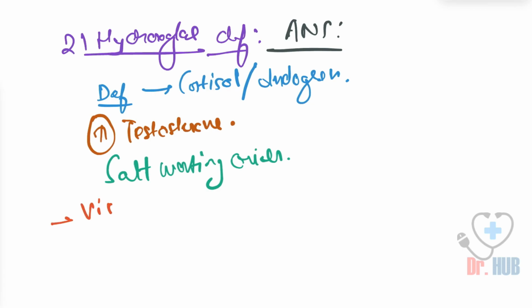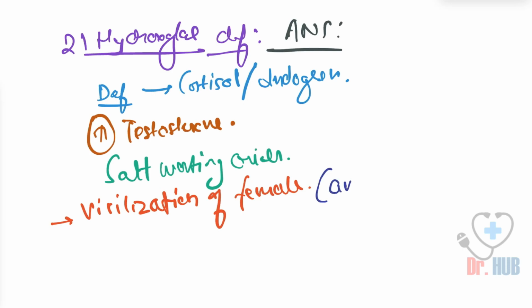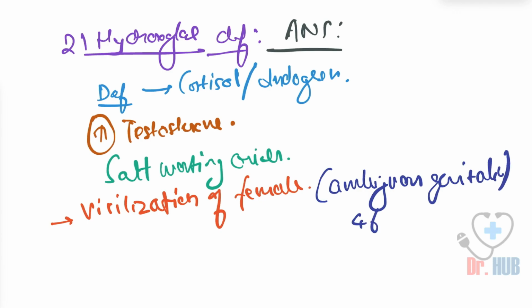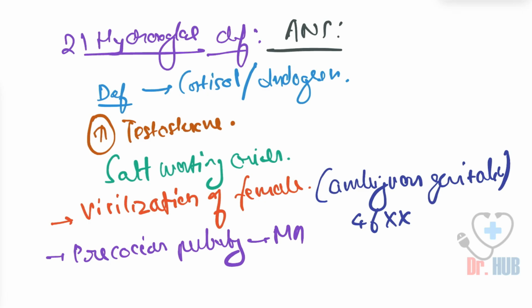Next comes the virilization. This virilization is of the females. So this means that there is the ambiguous genitalia, and this is nothing but the 46XX. Then there's a precocious puberty. So this precocious puberty is present in the males. So this is about the 21 hydroxylase deficiency.